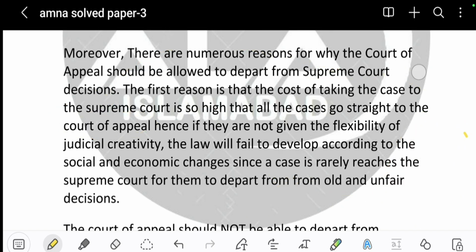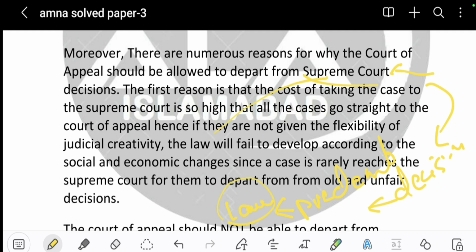But as we all know, the cost in the Supreme Court is really high. That's the reason the law is not developing, the laws are not being changed, because the Supreme Court has the authority to make decisions, and those decisions are converted into precedents, and then they become binding on the lower courts. And these precedents help in making the laws.